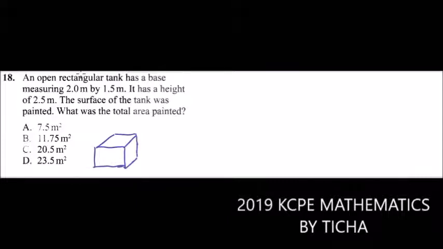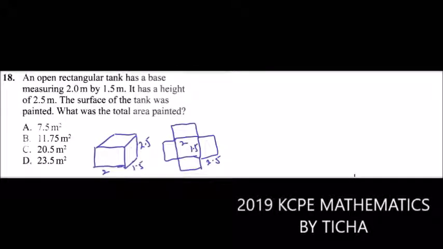So we can also make its net. We can say that is the base. That is one side. This is another side, and this is another side, and this is another side. So this is the net. So we are told it is measuring 2 and 1.5, and the height is actually 2.5, which is 2 meters, 1.5 and 2.5. So that is the way the question looks like.